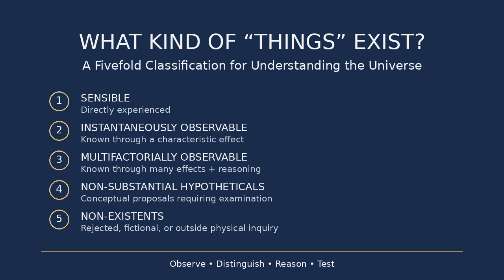Part 9. The variables of locomotion. Now we return to the purpose of our larger inquiry. If we study locomotion, what should we study? The body itself. The observed motion. And the physical variables that consistently account for the motion. In the framework developed in my work, gravity, momentum, and pressure impulse belong to the third category, multifactorially observable physical realities. They are not directly visible like a stone, but they are approached through repeated phenomena and reasoning.